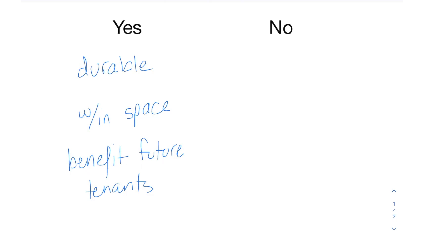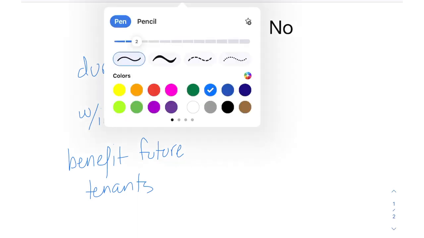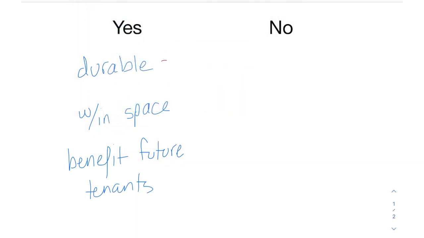So what kinds of examples would fall under that yes category? Let's take a look at something that fits these characteristics. So something like flooring. We might say for flooring that if you wanted new flooring, whether it's replacing a carpet or maybe upgrading from carpet to tile or something along those lines.